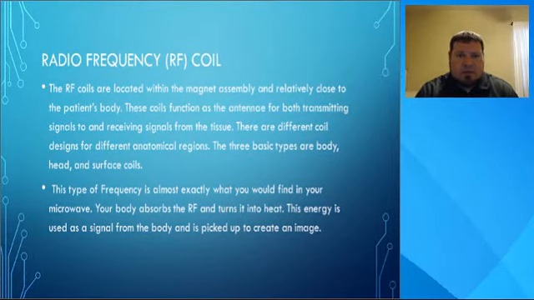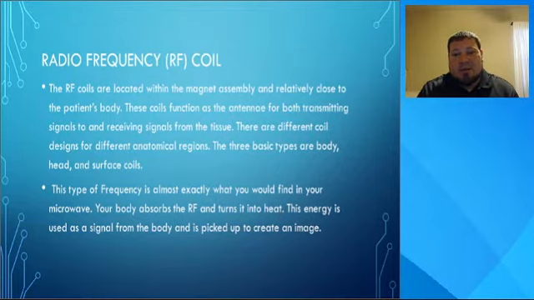So another aspect of the magnetic bore is the radio frequency coil. The RF coils are located in the magnetic assembly and are relatively close to the patient's body. What these coils do is basically make your body emit a signal so the MRI can detect the signal and reconstruct it into an image. So basically, you're going into a giant microwave, to say the least.